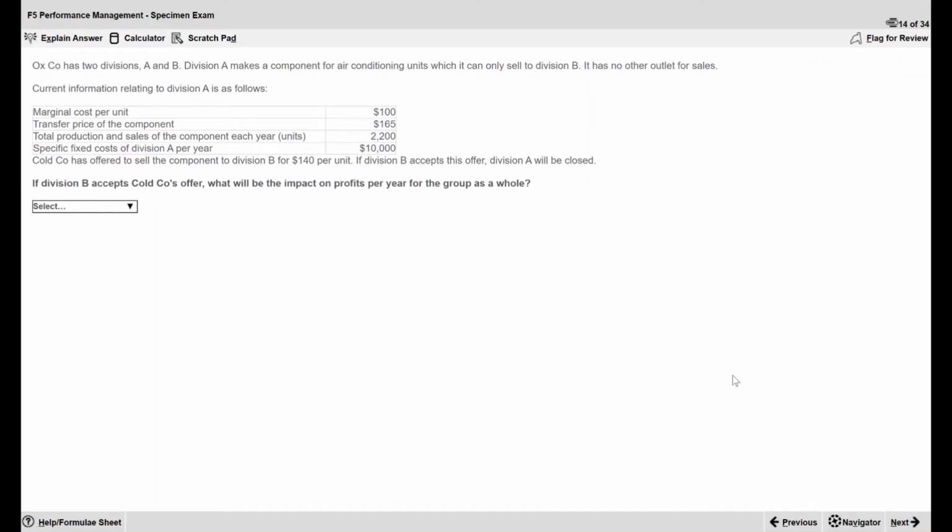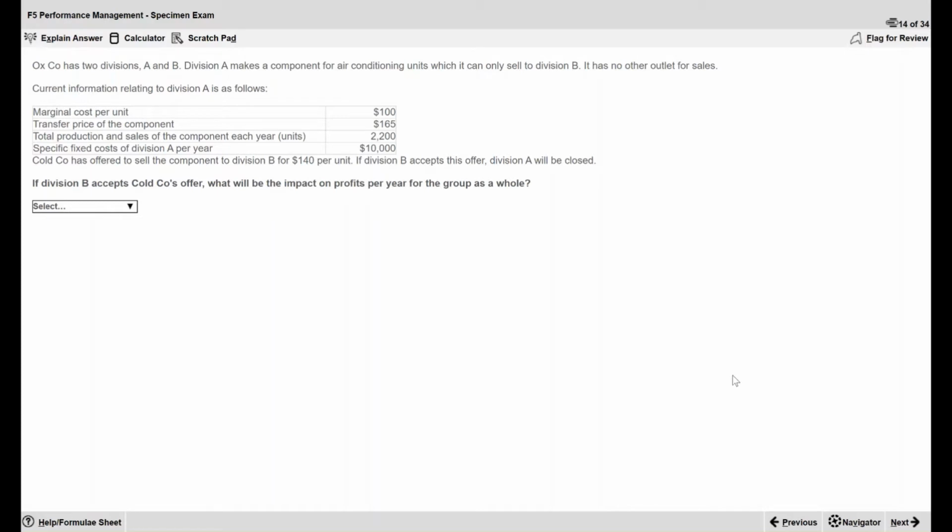Next, if division B accepts Coleco's offer, what will be the impact on profits per year for the group as a whole? Oxco has total divisions, 2 divisions, A and B. Division A makes a component for air conditioning unit, which it can sell to division B. It has no other outlet for sales, so division A only makes things for division B. It doesn't sell it outside.